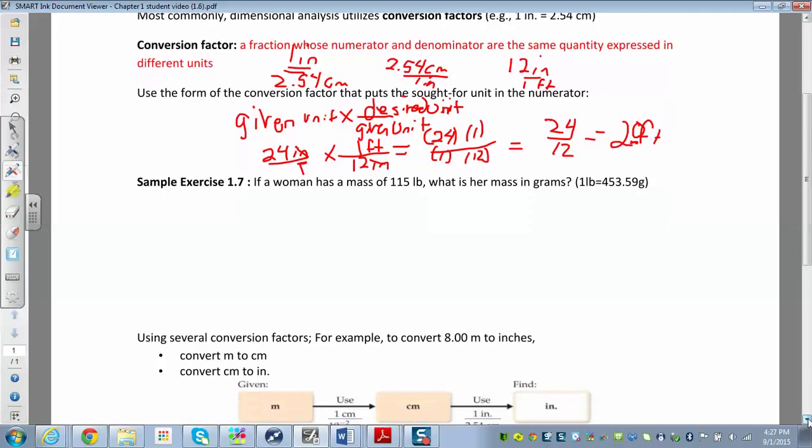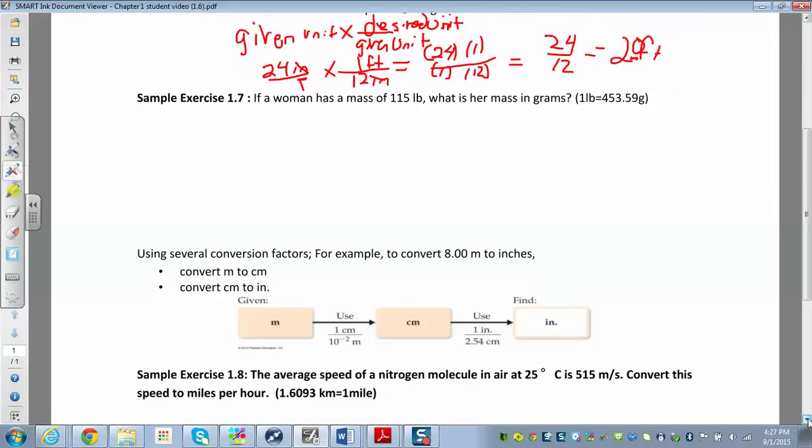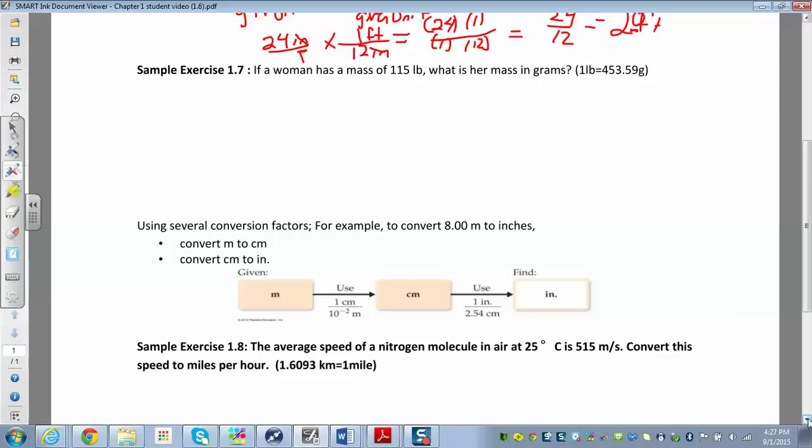Let's try this one. So if you have a woman that has a mass of 115 pounds, what is her mass in grams? Can you convert from pounds to grams? And I'm going to give you most conversion factors. There's just a few that you should know, and I will include those in a list in the study guide. So you should know how many grams there are in a kilogram.